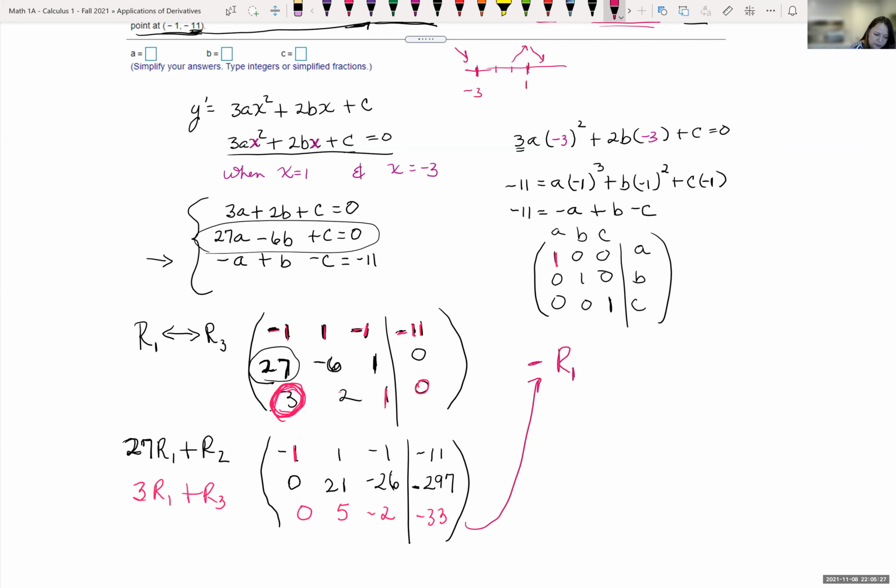So that's the only row that's changing. And so just multiply every single term in row 1 by a -1. So that would give me a 1, -1, +1, 11.